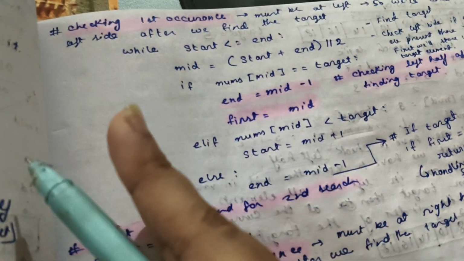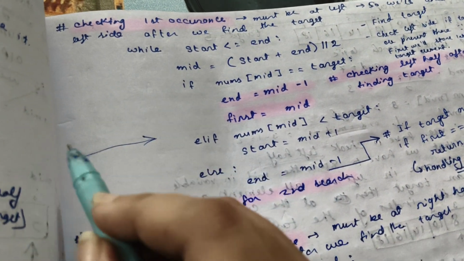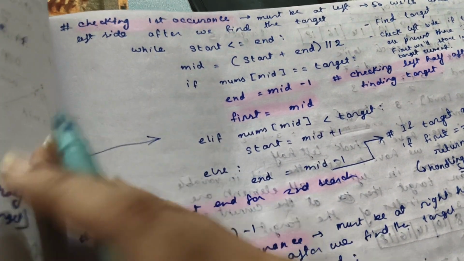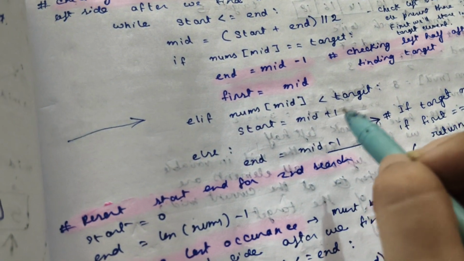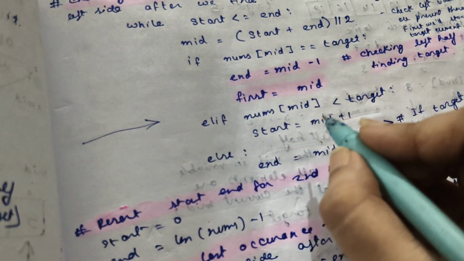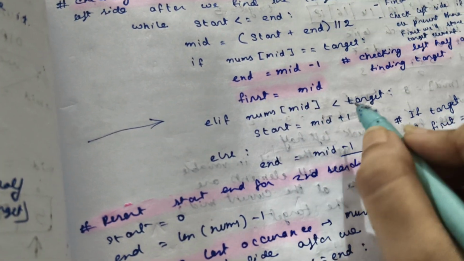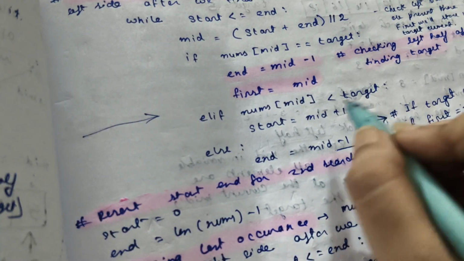We know that as it is a sorted array, values are increasing from left to right. So if you are going to increase the element toward the right side, that is, if you are going to do start equal to mid plus 1, that means the value is going to increase. So that's why we did that, when we have to increase the value in order to match the target. So in this case, when the element is less than target, we do start equal to mid plus 1.